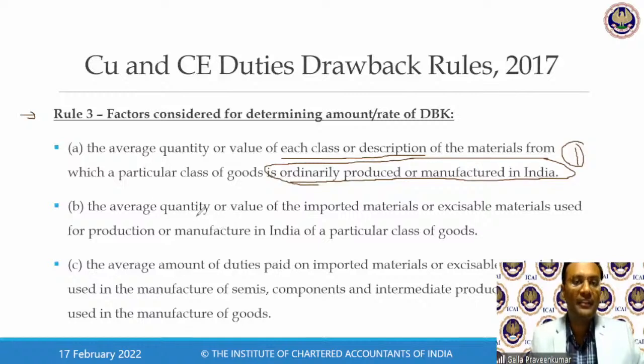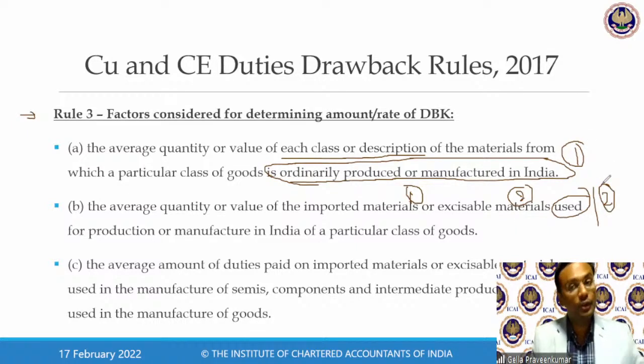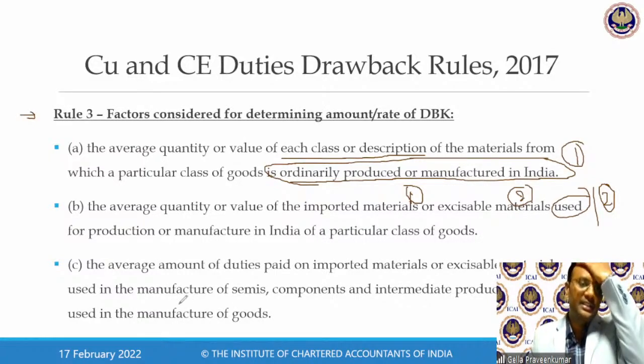Based on that, I'll identify the average quantity or the value of imported material or excisable material which is used for production or manufacturing in India of a particular class of goods. So what they are doing, sir, is I have understood who the manufacturers are. Now, for those manufacturers, I'll go one step further. I'll see what goods they have imported. I'll see on what goods they have paid excess. Let me understand. Then I'll understand the average amount of duty paid on those imported goods, the amount of excess material used in the manufacture of semis or components or intermediate products which are used in the manufacture.